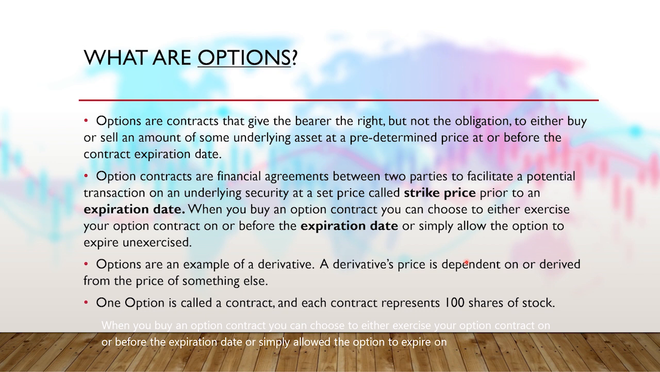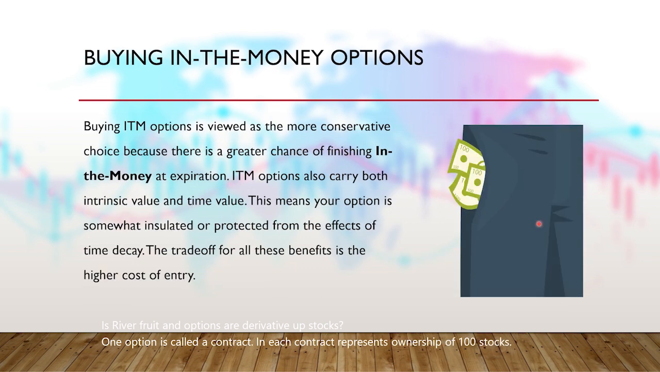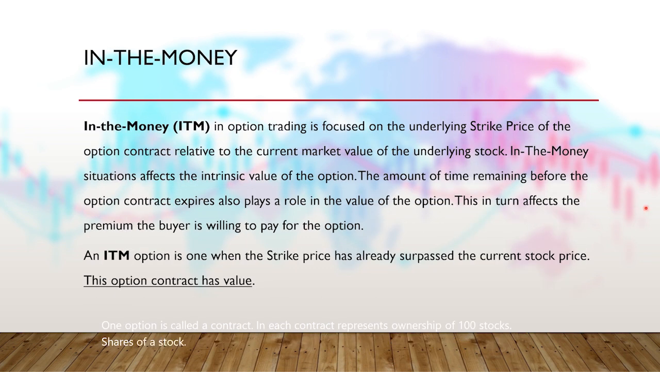Options are an example of derivatives. A derivative's price is dependent on or derived from the price of something else. Wine is a derivative of grapes, futures is a derivative of fruit, and options are a derivative of stocks. One option is called a contract, and each contract represents ownership of 100 shares of a stock. So what are the terms in the money and out of the money?